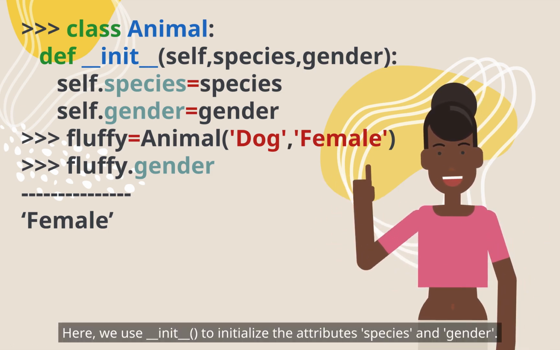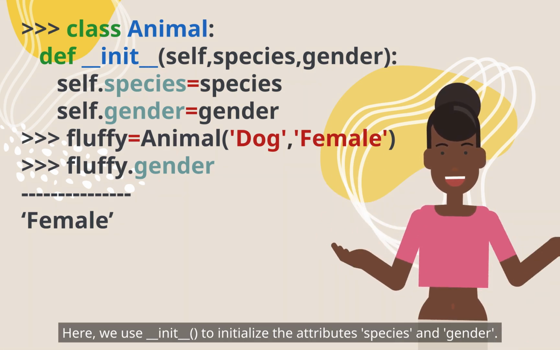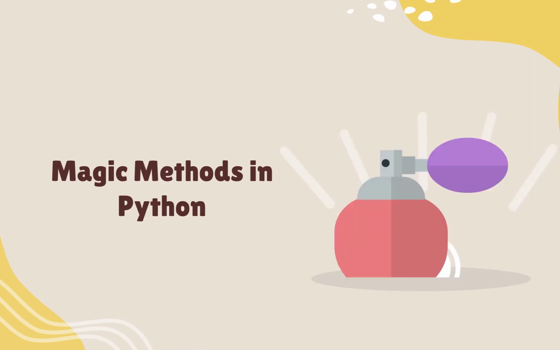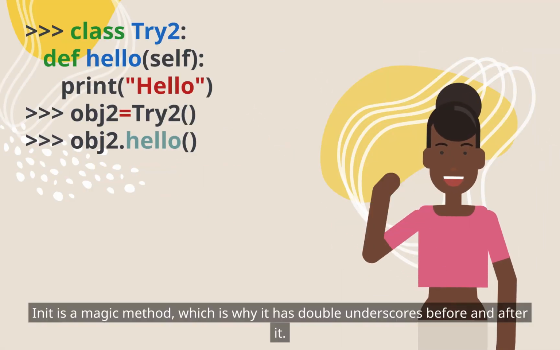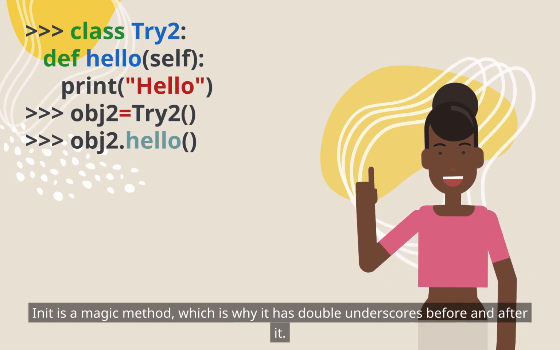Here, we use __init__ to initialize the attributes species and gender. Init is a magic method, which is why it has double underscores before and after it.